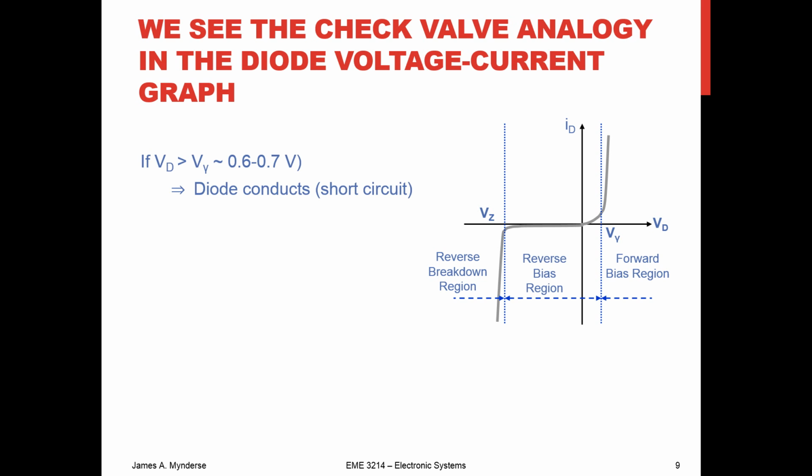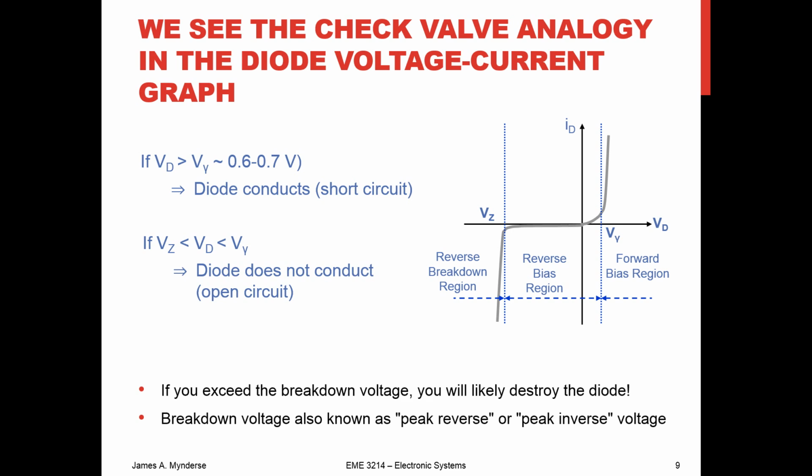So, mathematically, if VD is greater than Vy, which is somewhere on the order of 0.6 or 0.7 volts, then the diode conducts like a short circuit. If VD, the voltage of the diode, is between Vz and Vy, then it's an open circuit, there's no current flow. And if you're in the Vz region, then you're probably damaging your diode, unless you're dealing with a Zener diode. So there we go. That's how we write up our diode in terms of the voltage and the current. Note the 0.6 to 0.7 for the Vy voltage. We'll see that again.